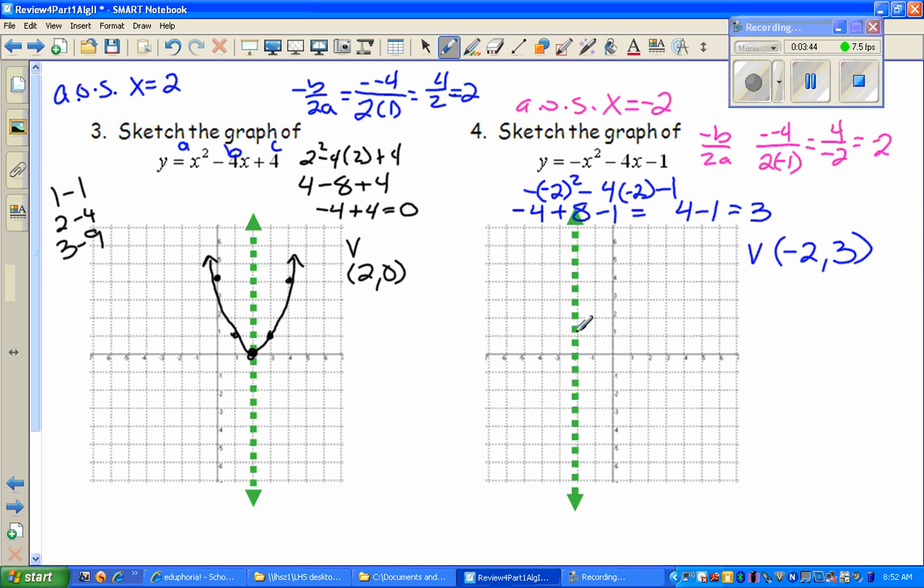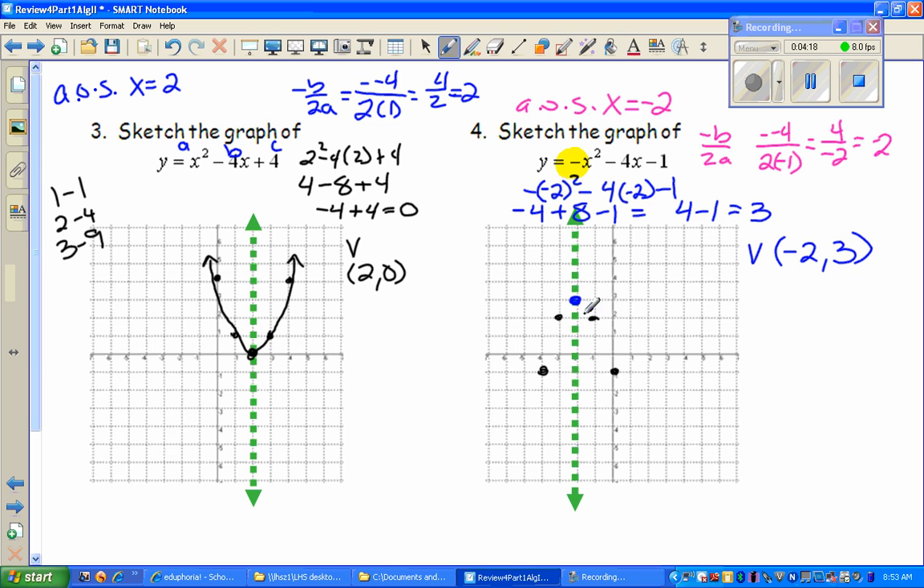So we would go back 2 and up 3 for my vertex. Also, I need to know what direction to go again, and if there's a stretch. It's a negative out front, so our sad parabola is going to be going down, and it doesn't have a 2 or a 3 or a 4 or anything, so we don't have to change our pattern. So the pattern will stay. We're just going to be going down. So out 1, down 1, out 1, down 1, out 2, down 4.